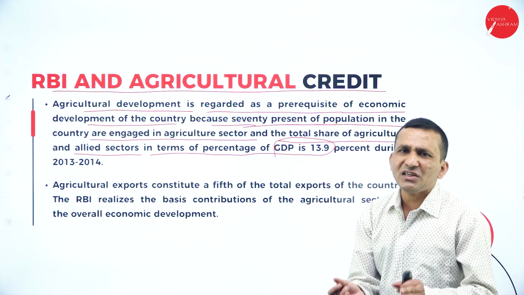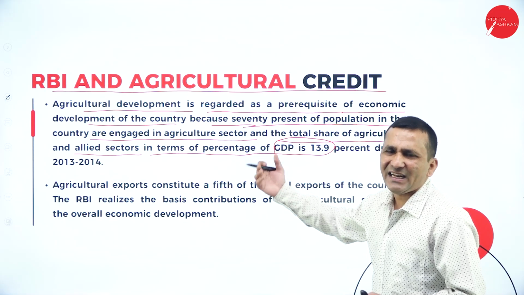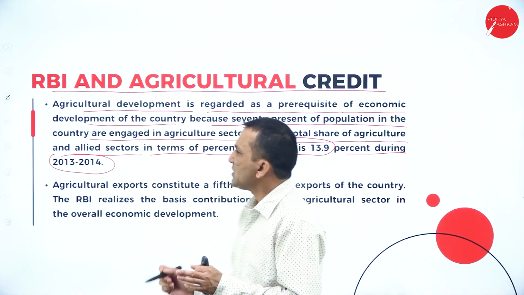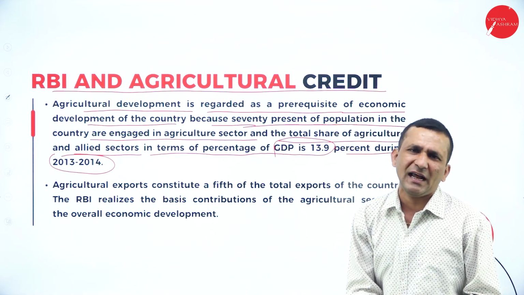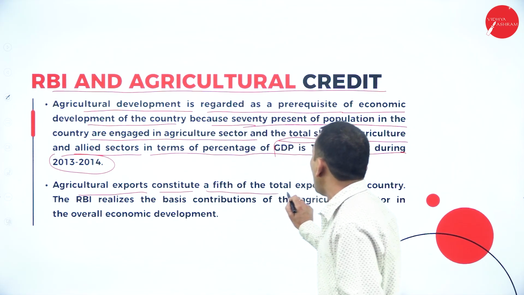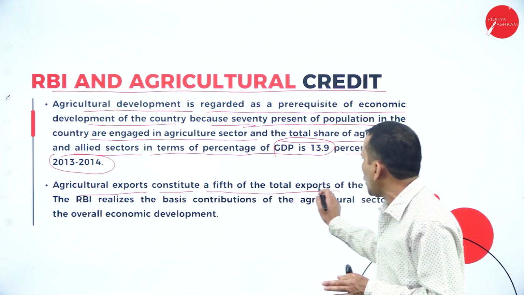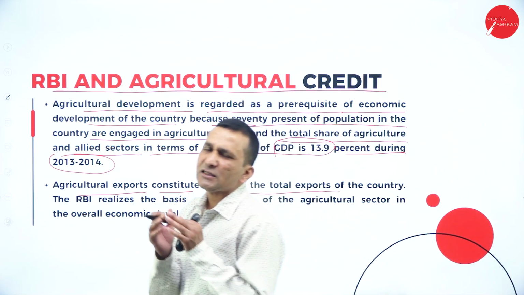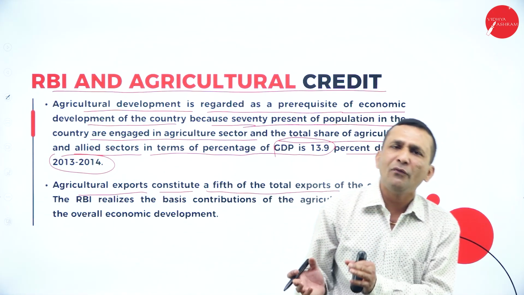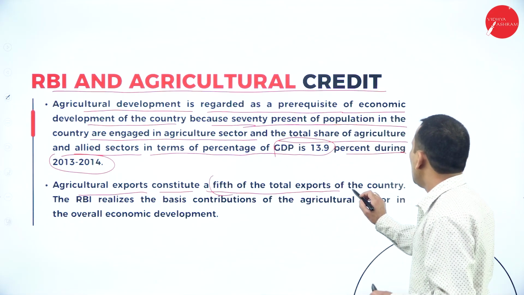Because the population is completely dependent on agricultural products, you need to promote agriculture. During the year 2013-14, the GDP contribution was only 13.9%. Agriculture constitutes a fifth of total exports. Whatever we export to other countries, we can export only when we have abundant supply. So we stand at only a fifth of the total export of the country.